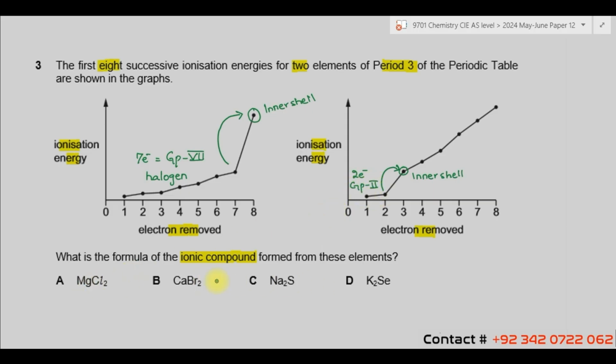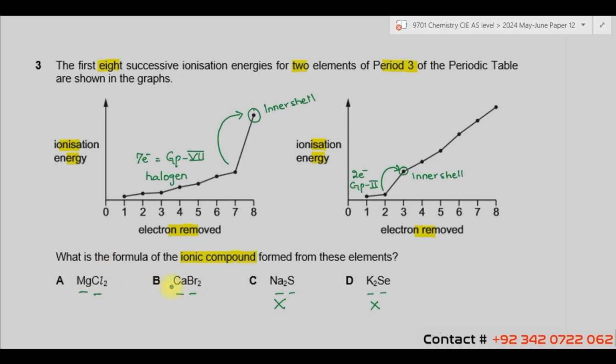Alright, let's look into the given options. We have group 2, group 7, group 2, group 7. We have group 1, group 6, group 1, group 6. So these two are wrong. So it might be magnesium chloride or calcium bromide.